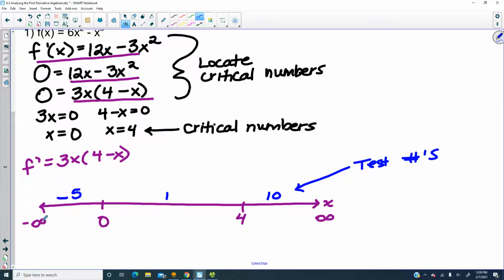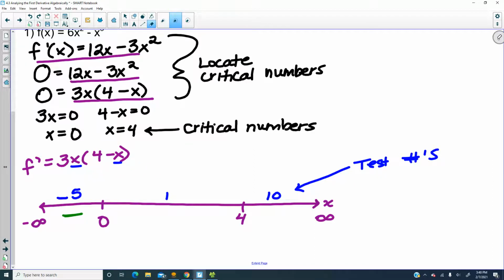All right, so now I'm going to figure out the sign of f prime between negative infinity and 0 by testing the number negative 5 in for x, so in for each x right there. So let's see, if I substitute in negative 5 in the first factor, 3 times negative 5 would be negative, and then 4 minus negative 5 would be positive. So a negative times a positive for this interval would be negative. So negative times positive equals negative for this first interval.